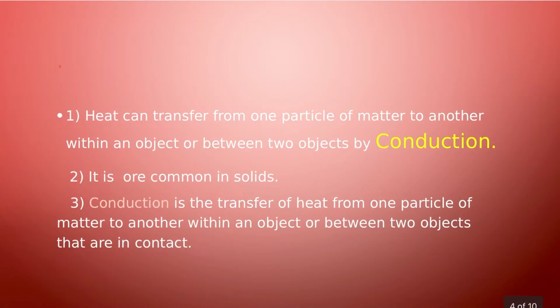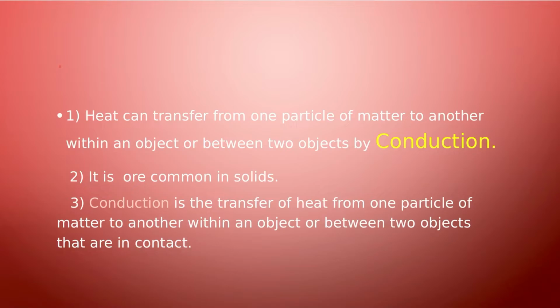The first way of heat transfer is called conduction. Conduction means that heat can transfer from one particle of matter to another within an object. It means that inside the same object, or between two objects that are in touch. And touch means that they have to be adjacent to each other. They are beside each other. So the heat is transferred from one particle to the next, to the third, and so on, until it reaches the last part of this object.